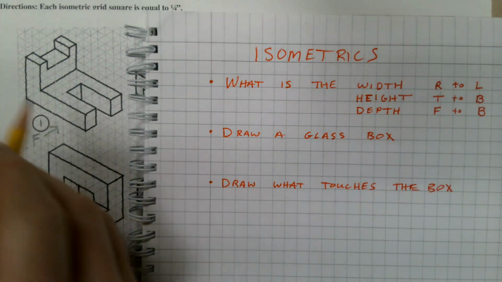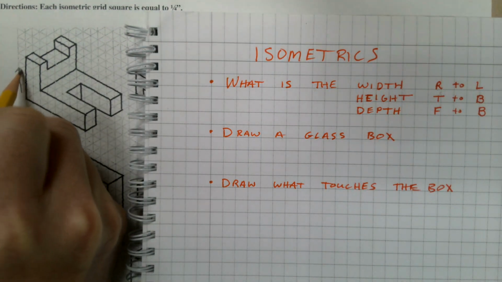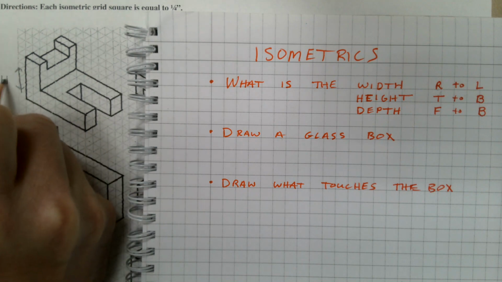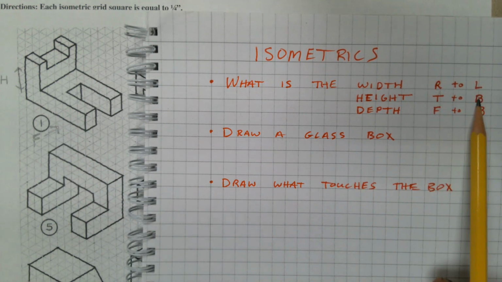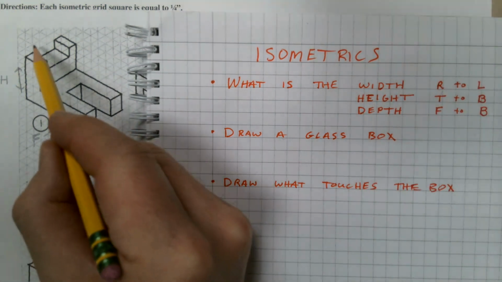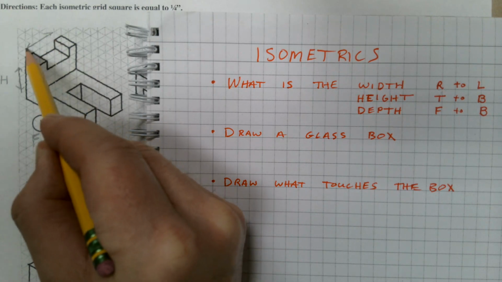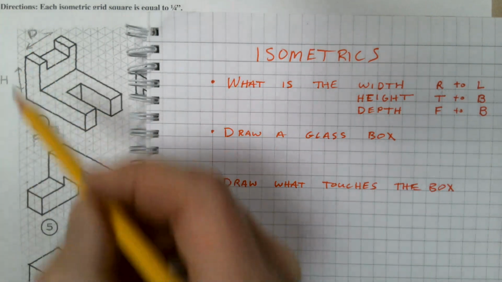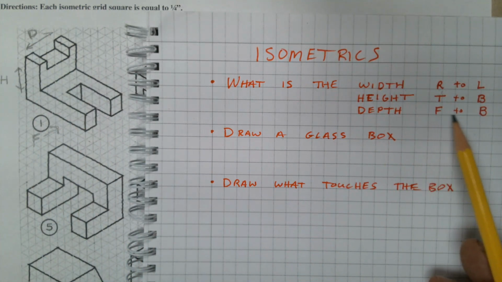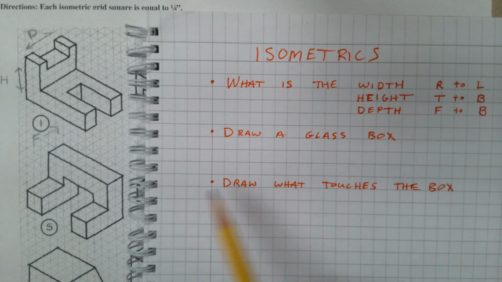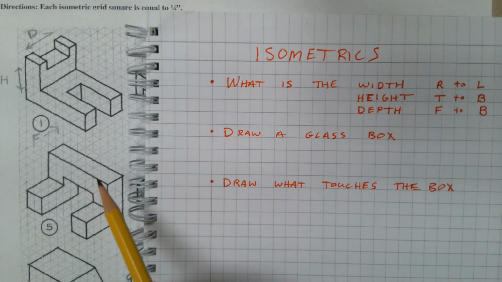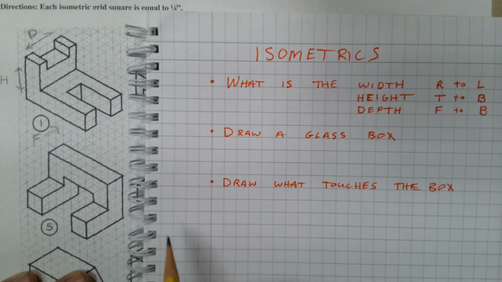If this is the front, that means that this direction right here must be the height. Of course, height would be from top to bottom. And lastly, this is going to be the depth, right? And our depth goes from front to back. So we're going to simply count grid spaces to try and recreate these isometrics. Each one of these grid spaces is a quarter of an inch.